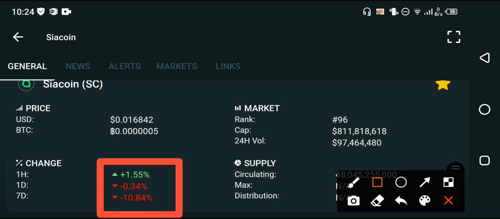After a very fast drop, the Siacoin started pumping, and yesterday the price of Siacoin went down very badly, completely fast down.